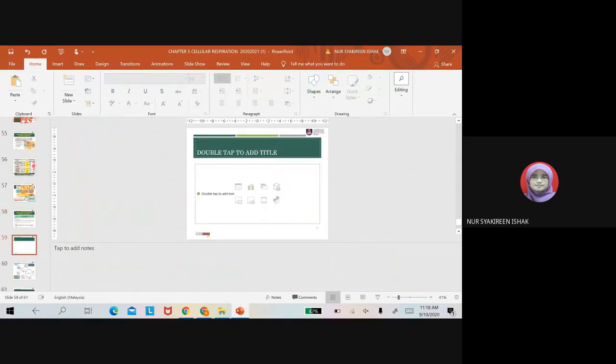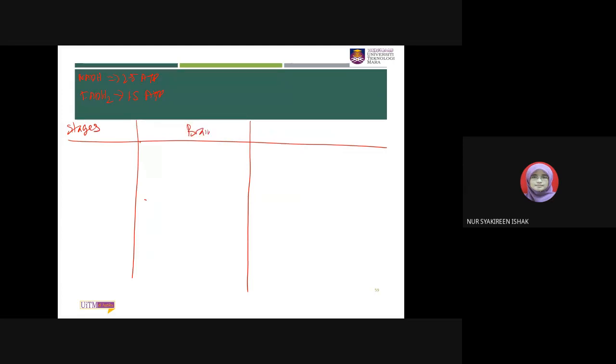Okey, sekejap kita kira sama-sama balik. Okey. Note kat sini NADH 2.5 ATP. FADH2 1.5 ATP. Stages, brain, liver. Okay, ini ATP produce. Ini ATP daripada jumlah calculation tu lah. ATP. Okay.